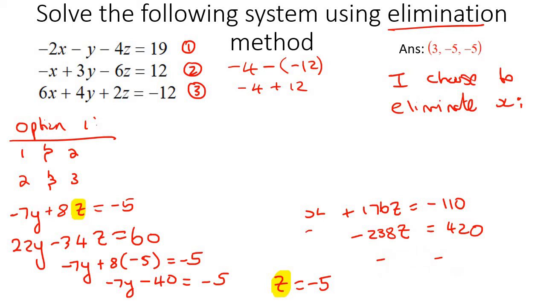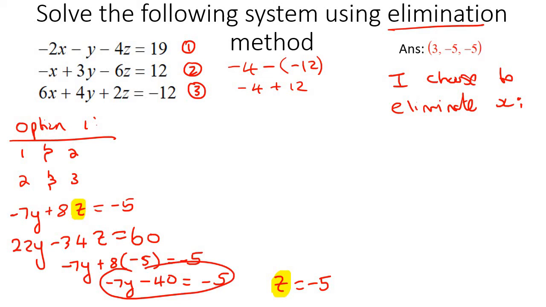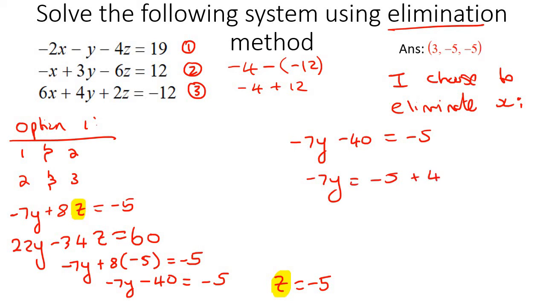And, you know, you could have chosen to eliminate z or y in the beginning. It really does not matter. Okay, so I need to now make a bit more space over here. So we're going to say negative 7y take away 40 equals negative 5. And so we end up with negative 7y equals negative 5 plus 40. So negative 7y is 35. Divide both sides by negative 7. And so y is negative 5. And so there we have it, and we know that that's correct because I wrote down the answers.